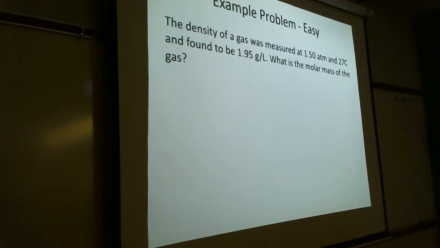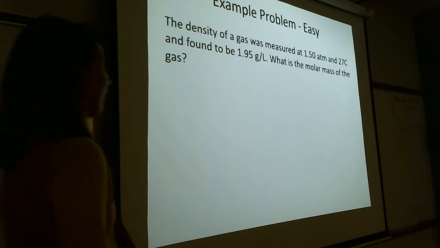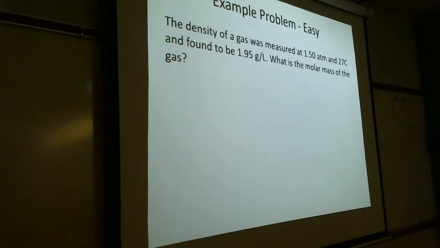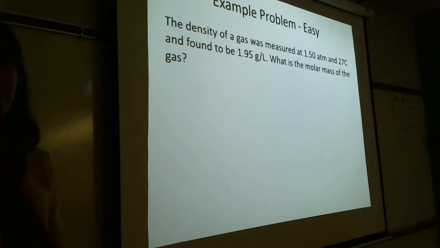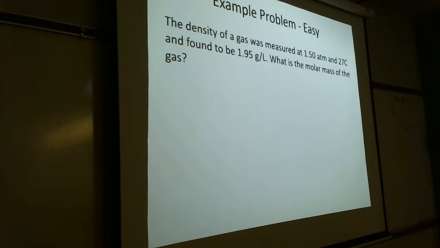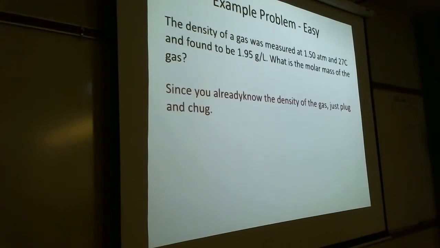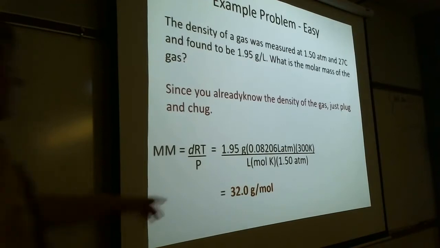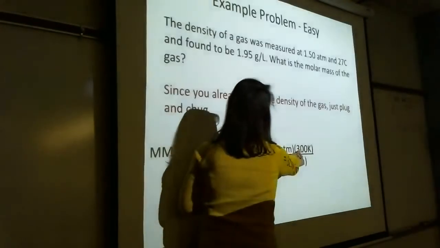So here's an easy one. I say it's easy because I'm giving you the density. The density of a gas was measured at 1.5 atmospheres, 27 degrees Celsius, and found to be 1.95 grams per liter. What's the molar mass of this gas? Well, I was really nice, because I told you the density. That means you don't have to calculate it. That means you can plug directly into dRT over P, and you're off to the races.